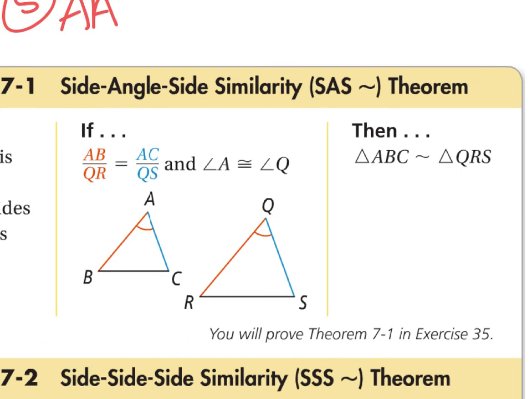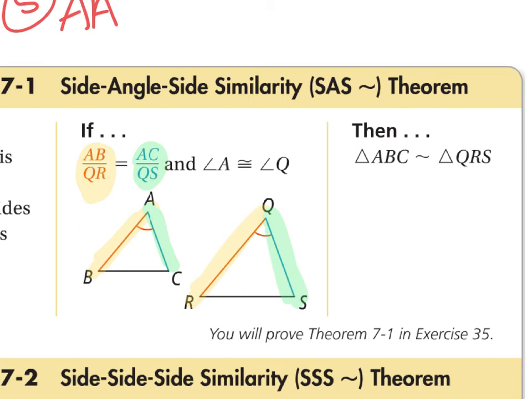So this is the side angle side theorem. If you notice in this, side angle side, just like whenever you were using the congruency in the last unit, you have to have the angle in between the two sides. So instead of the sides being congruent, this time they're going to be proportionate. So we're going to have AB and QR proportionate to AC and QS.